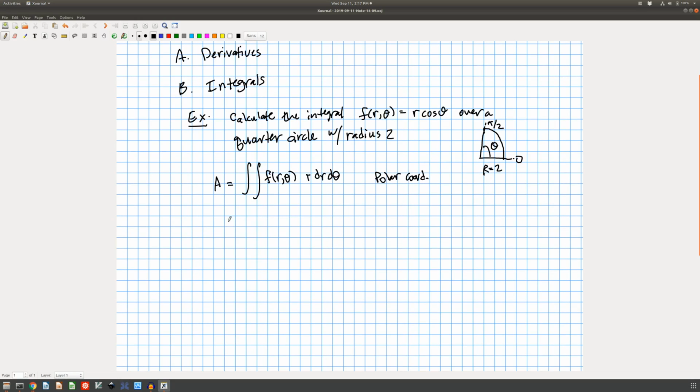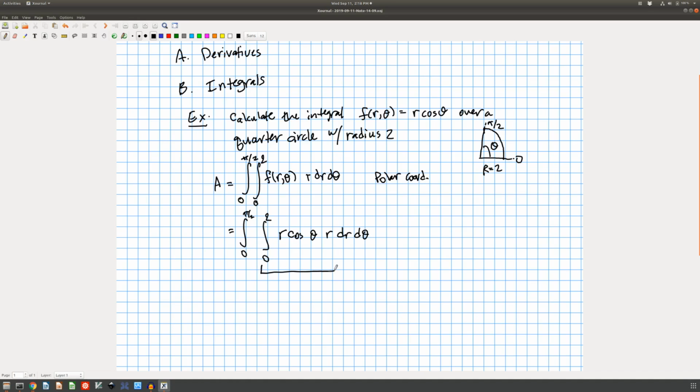Okay, and then I need my limits here. So r is my inside one, so I'm going to do 0 to 2. Okay, and d theta is the outside integral, so that's going to be 0 to pi halves. Okay, so now I'm going to do my integral. So I need to write down what the function was. 0 to pi halves and 0 to 2. And then I said it was r cosine theta, r dr d theta.